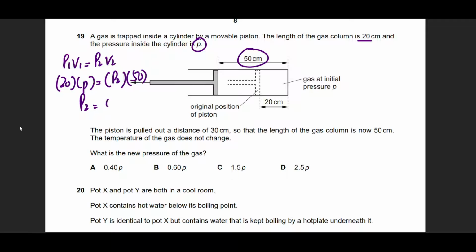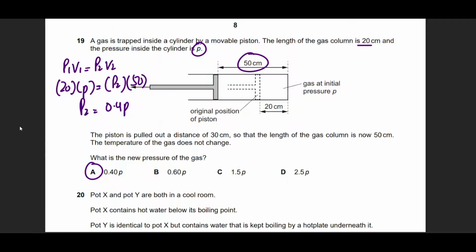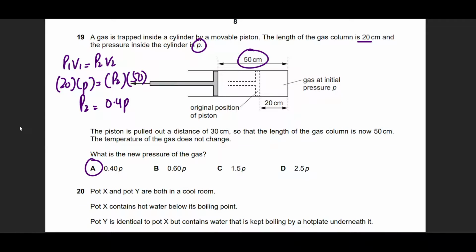So when you find P2, you do get the right answer, which is 0.4 times P, but is it the right physics? No, it's not. This is not the right physics. The correct physics is that you're dealing with the length of the cylinder. In this formula, you're supposed to use volume.